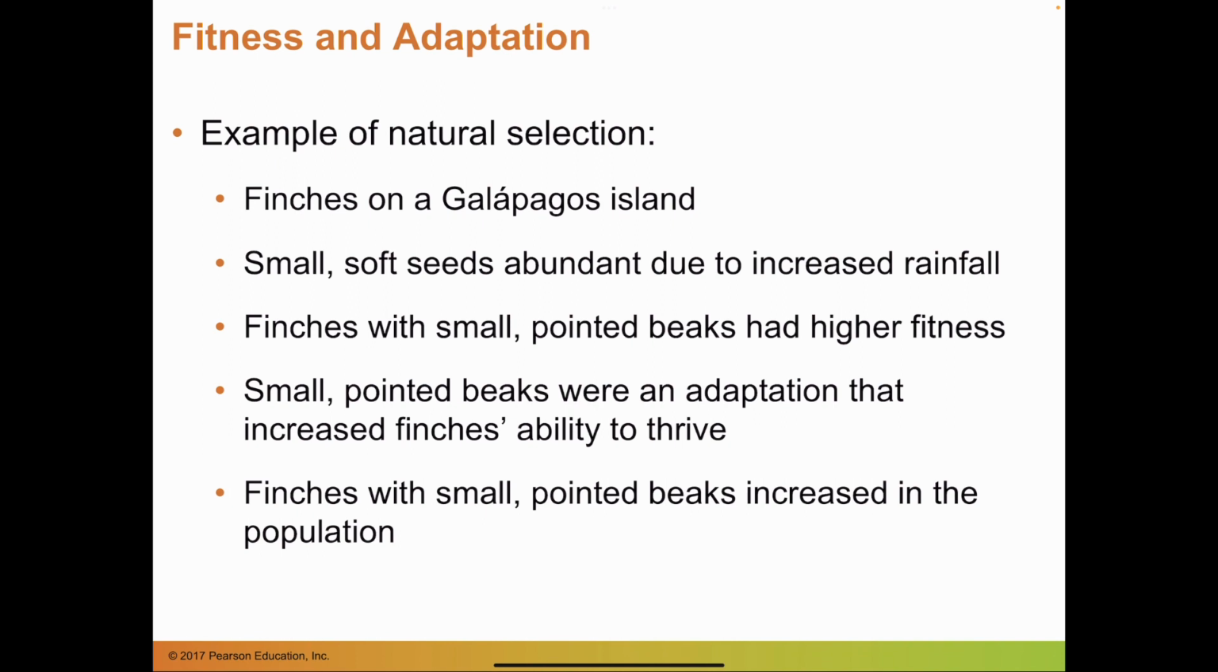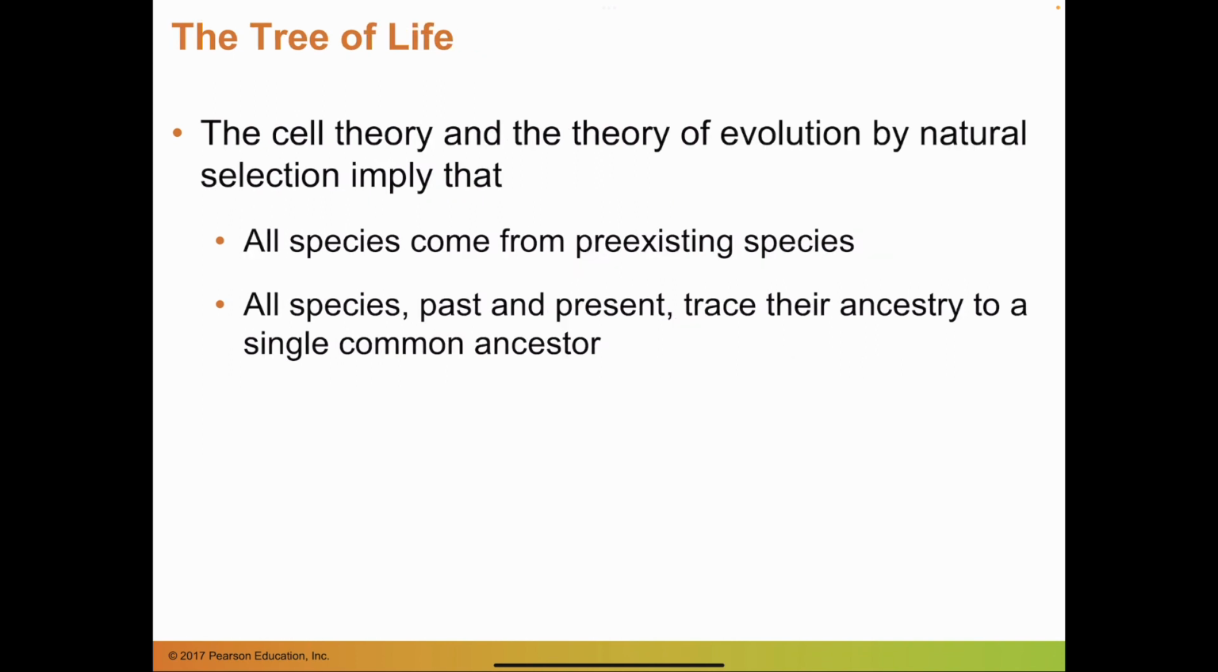But if he had looked in other parts of the island, he might see finches with beaks that were much larger, and maybe they were eating something like fruit or larger nuts. And so the idea is that the beaks were very different on these different islands, and so it was probably because they needed to eat different types of food.